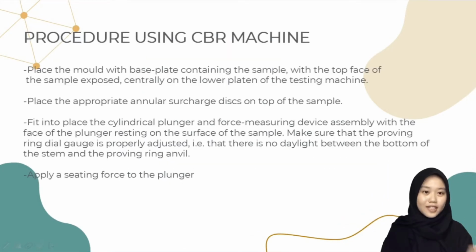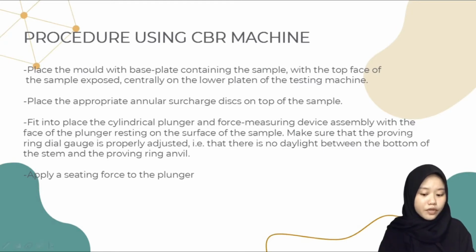There are 8 procedures using the CBR machine. The first procedure is to place the mold with the base plate containing the sample, with the top face of the sample exposed, centrally on the lower plate of the testing machine. Then place the appropriate annular surcharge disc on top of the sample. Fit into place the cylindrical plug for the force measuring device assembly, with the face of the plug resting on the surface of the sample.